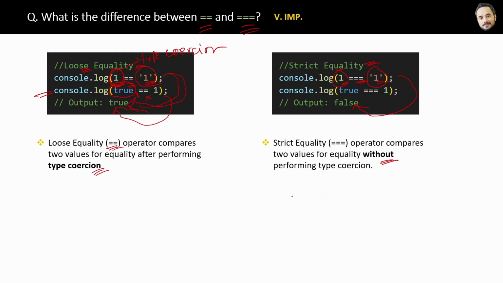In real world applications, normally strict equality, or triple equal to, is preferred to get more accurate comparisons. So that is more logical, right? Great. I think now the difference is fixed like a stamp in your memory.